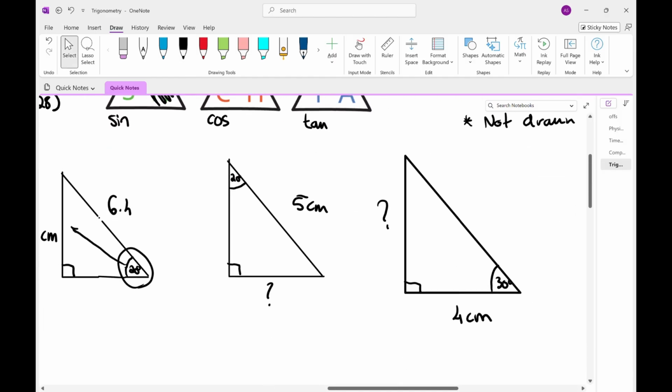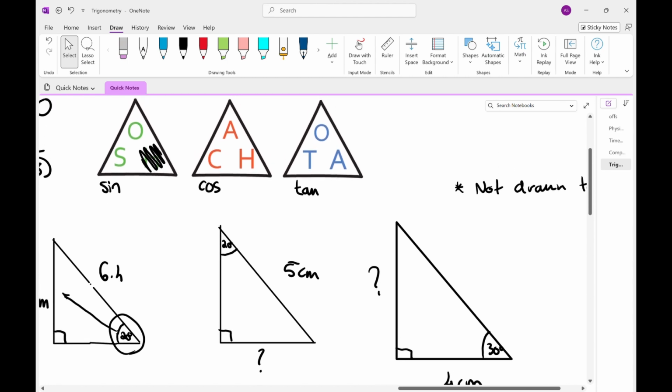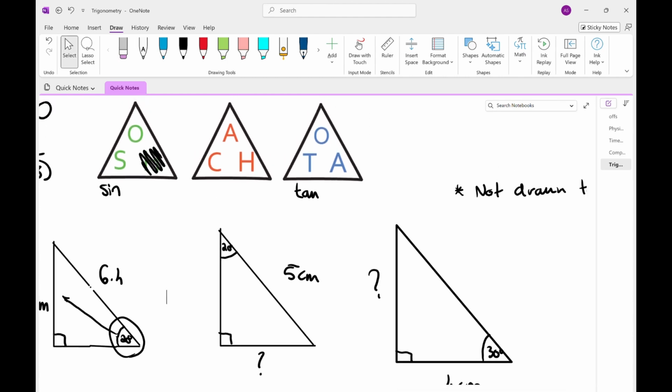We can continue doing this for the rest. So for this one, we're going to need to find the adjacent.